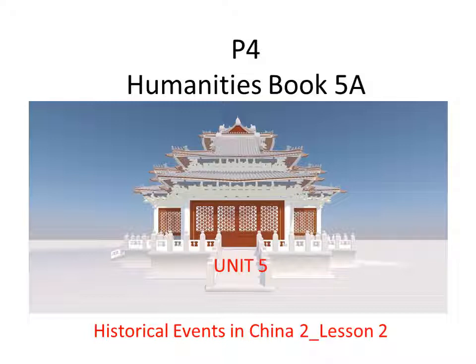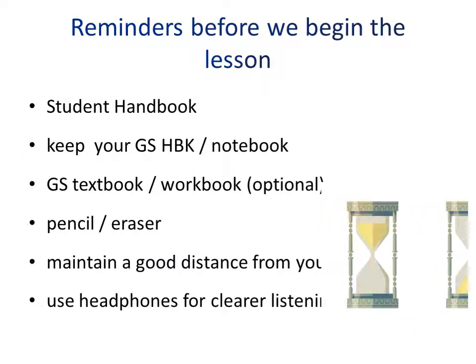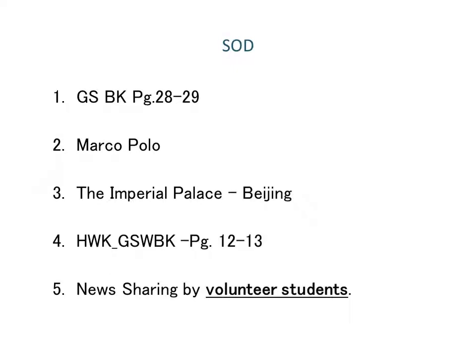That's Part 2 and our Lesson 2. Before we begin the lesson, there are certain reminders. In today's lesson, we'll cover the last 2 pages of our Unit 5, Historical Events in China, Part 2. So we'll be doing GS book pages 28, 29.